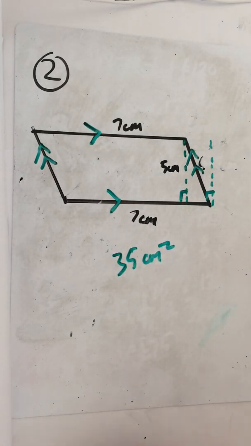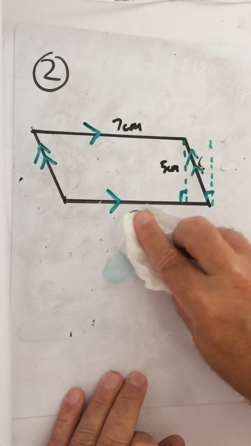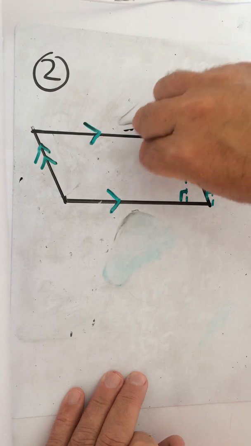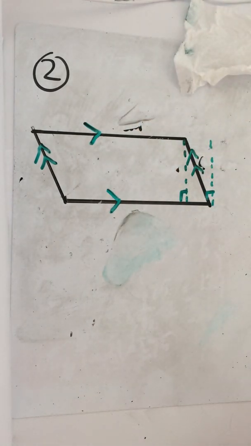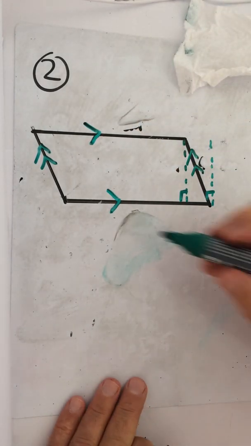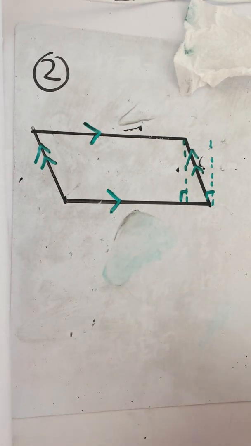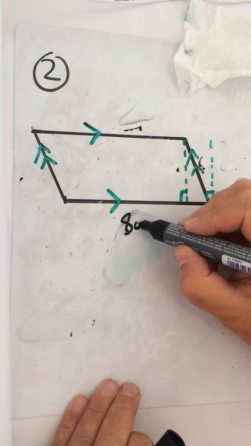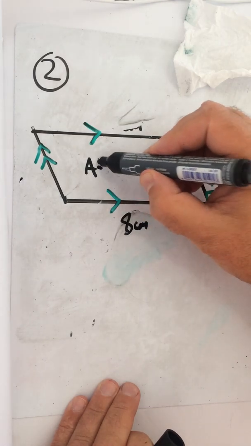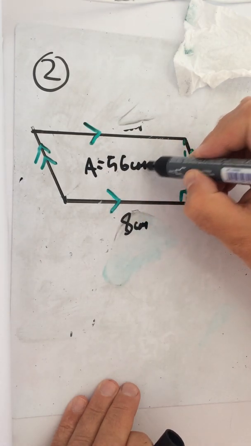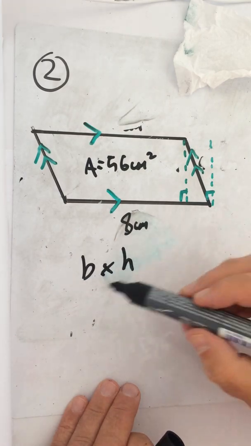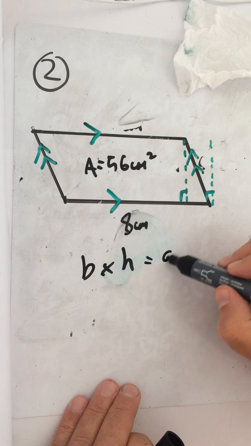Really easy, parallelograms. Okay, if you've got one where you need to find the height, so say for example, again we'll have 8 along the bottom here. So the base is 8 centimeters, and the area is 56 centimeters squared. We know base times height is equal to area, okay?